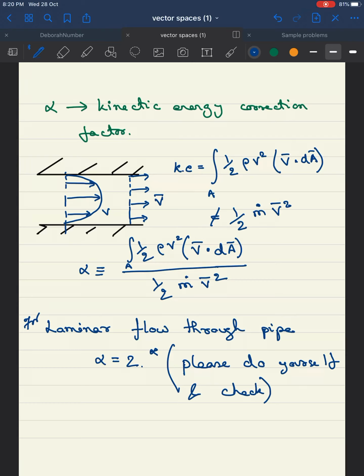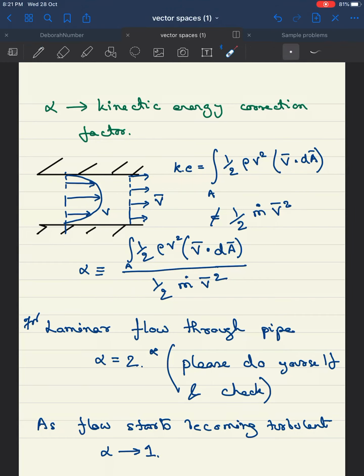And as the flow starts becoming turbulent, alpha tends towards 1. You know why? Because as the flow becomes turbulent, the flow starts to become more and more uniform. It doesn't look parabolic anymore.